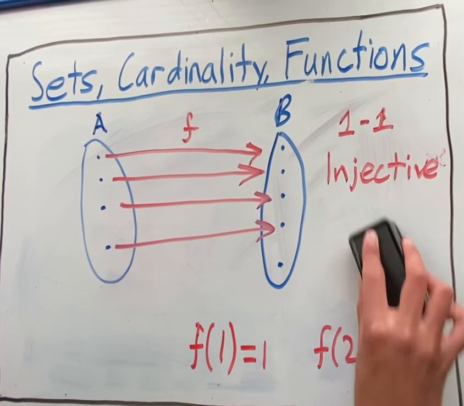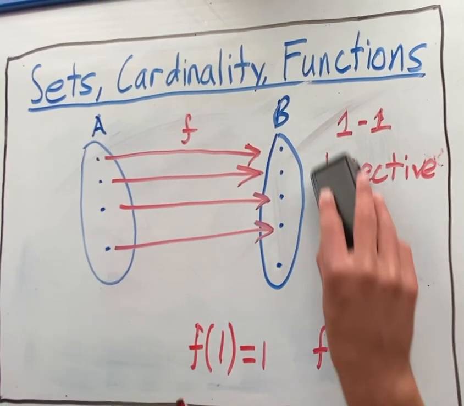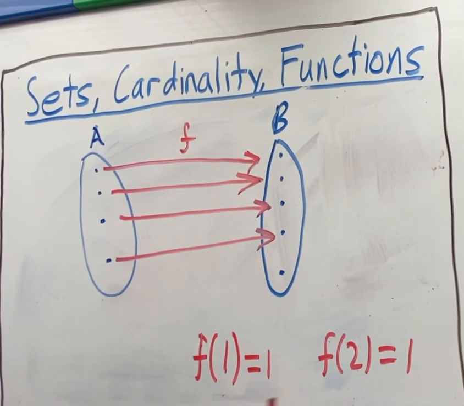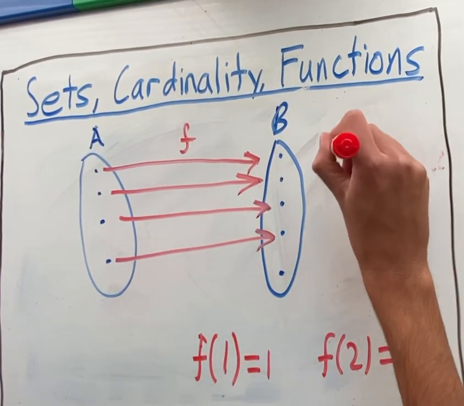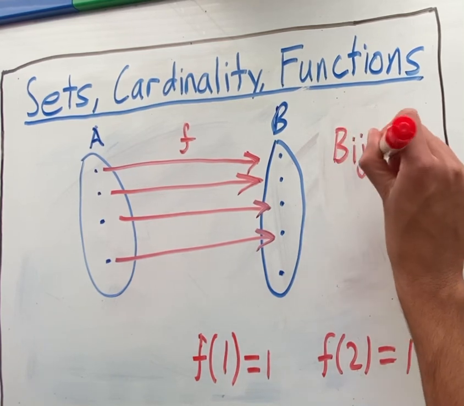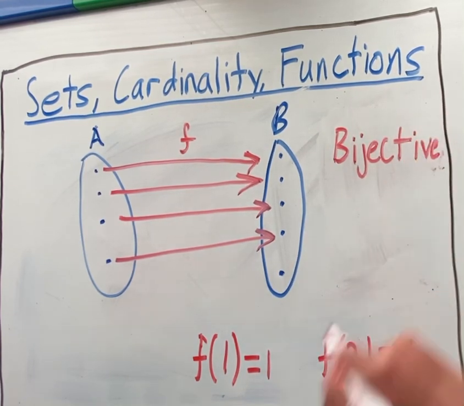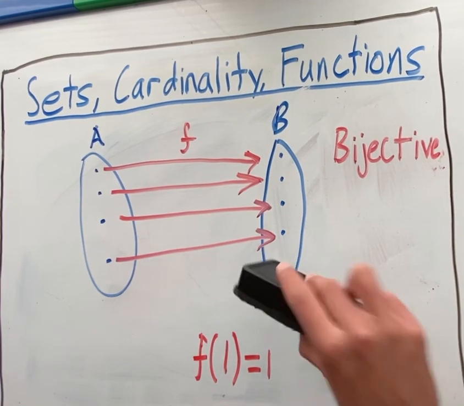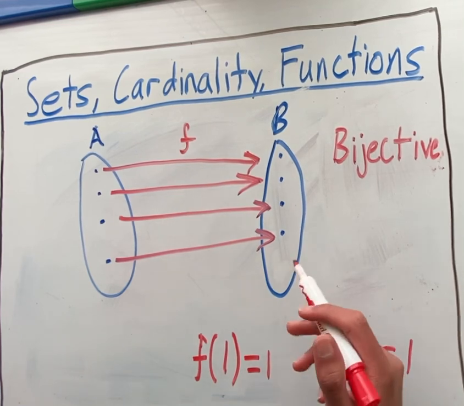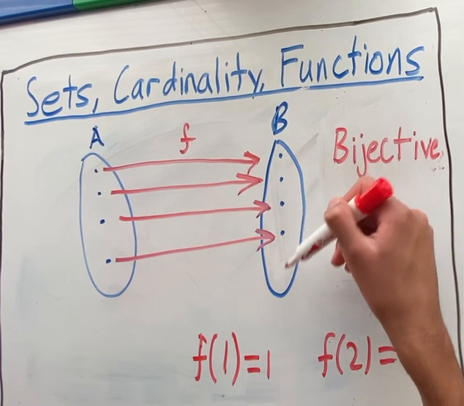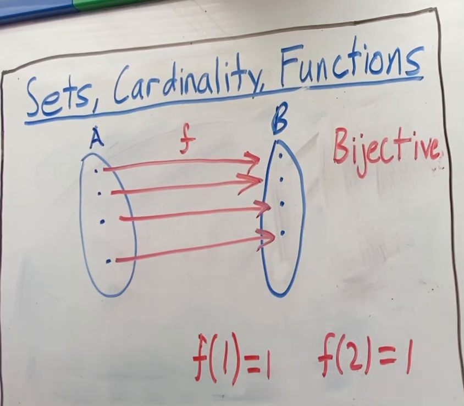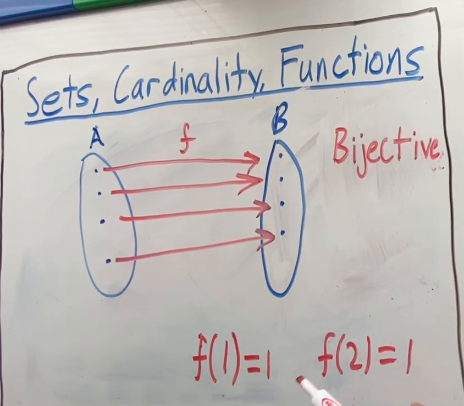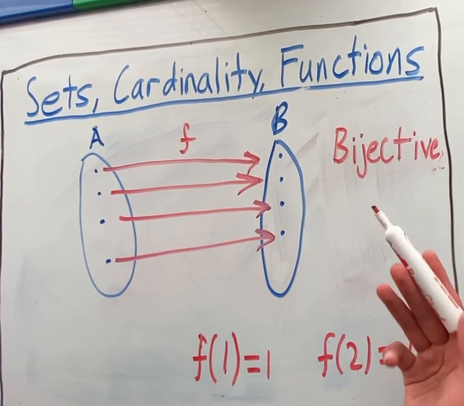And now there's one more term, which is bijective. And this is just the combination of both surjective and injective, or onto and one-to-one. We can make this bijective by just removing this element here. And you can see now, is this onto? Yes, every element in B is mapped onto. And is it injective? Is it one-to-one? Yes, because every element in A maps to a different element of B. So that's what it means for a function to be bijective.